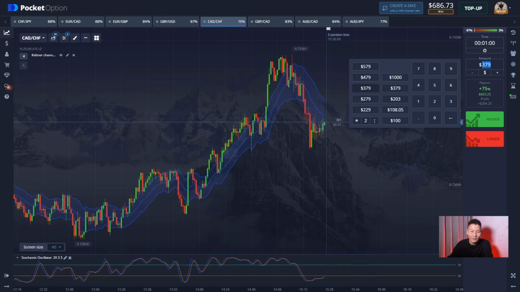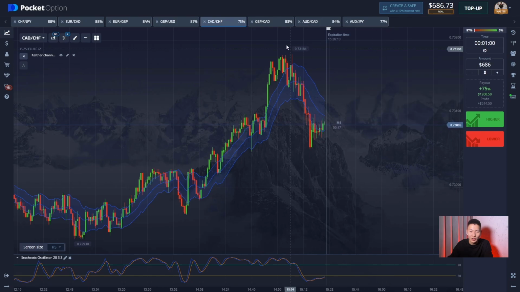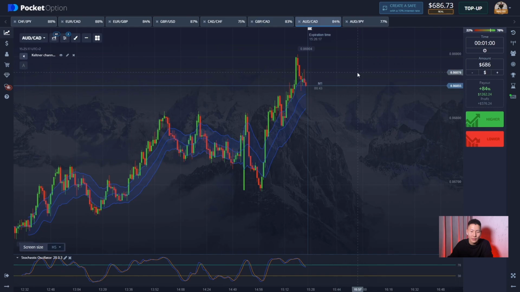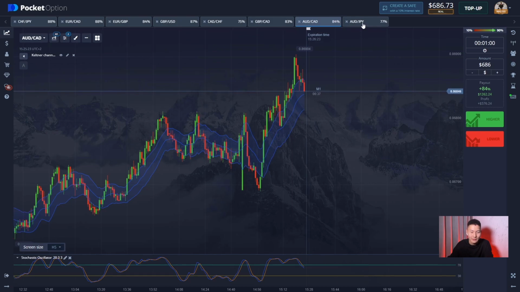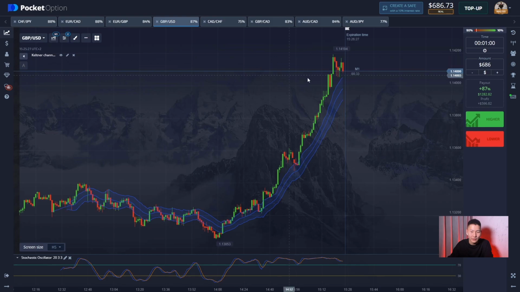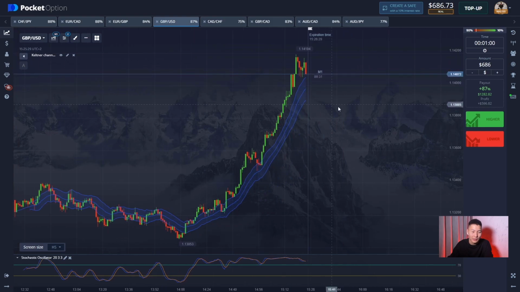So if you have a similar situation, you should always open an additional position, use the martingale strategy, and in this way you will always be in profit. So don't worry, guys, and let's continue our trading session. Find the next currency pair. Let's continue analyzing. We need the highest payout rate.